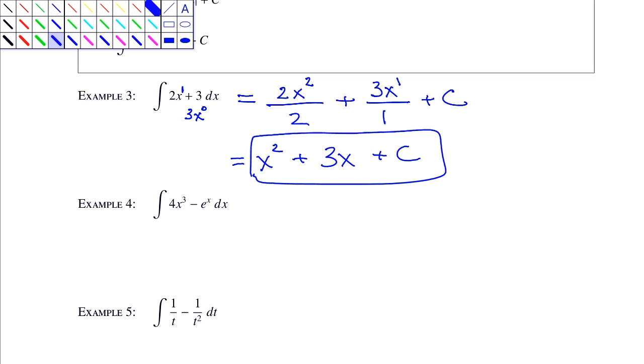All right. Now some of these, you don't have to go through this process of adding 1 and dividing by the new power. You can just go ahead and do it. I think everyone knows, what did you take the derivative of to get a 3? That was 3x. So there's the 3x. And maybe even the 2x, right? What do you take the derivative of to get 2x? X squared. So it's x squared plus 3x plus c. All right, go ahead and do example 4 by yourself.